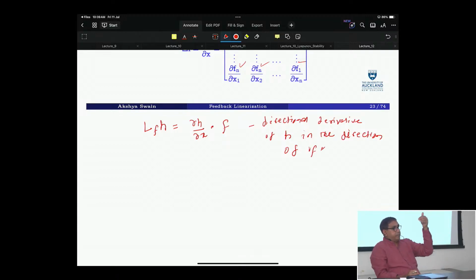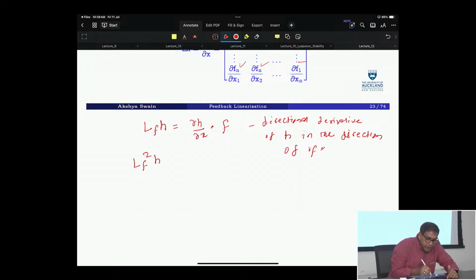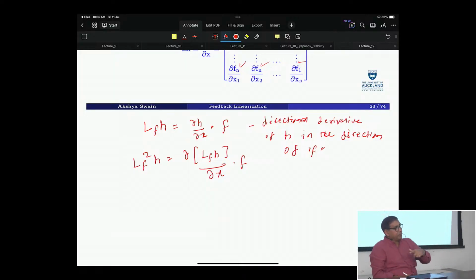Directional derivatives. So L_F H is del H over del X times F, right? And similarly, L_F squared H is equal to del L_F H by del X times F. I am not entering into that because unnecessarily you will get bored. This mathematics I require a little bit: the Lie algebra, simple Lie algebra, directional derivatives.